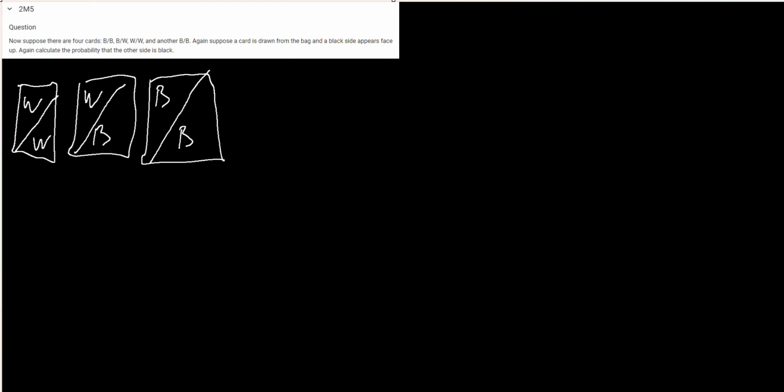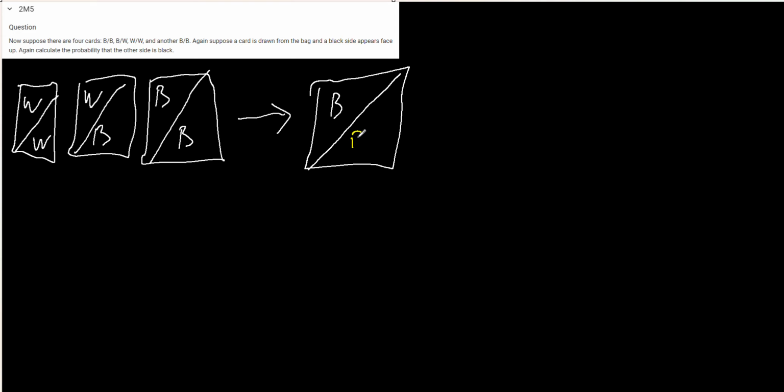Okay. And then we were to put these into a bag, draw one randomly with our eyes closed, put it on the table, and notice that the face-up side of the card that we pulled out was black. And then we were asked to consider what is the probability that the second side was also black. In other words, what was the probability that it was this card right here?